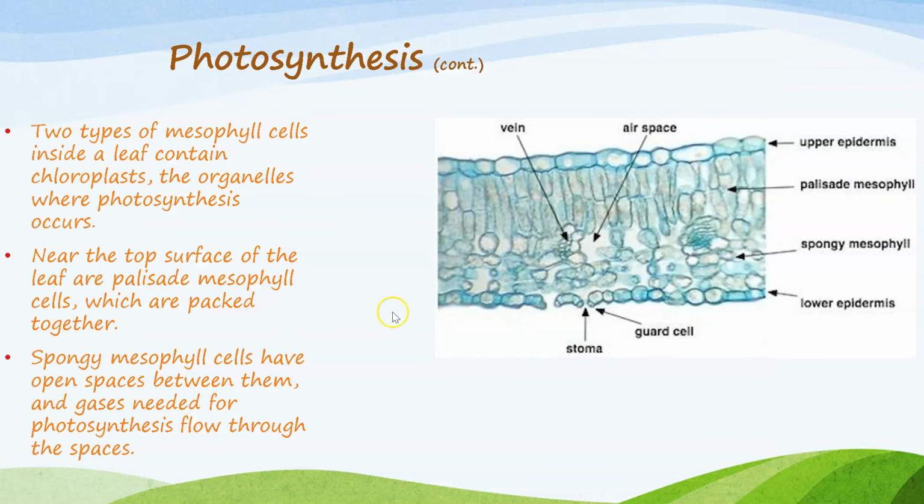So where does photosynthesis happen? It happens inside a plant cell. You can see there's different layers: palisade mesophyll and spongy mesophyll. And so the two different types. Near the top of the surface, they're packed together. Palisade, P for packed. Spongy have open spaces which allow gases needed for photosynthesis to flow through them. Okay, so this is where we're at.